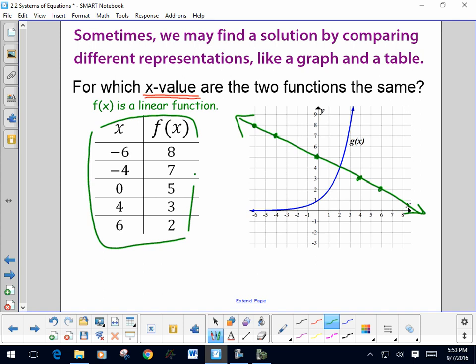So now that you have that line graphed with g of x, it's pretty simple to answer the question, for which x value are the 2 functions the same? Well, they're the same for the x value 2. Our solution is x equals 2. Again, since it's specified x value, I don't really need to list, and I really shouldn't list the y value that goes with that.